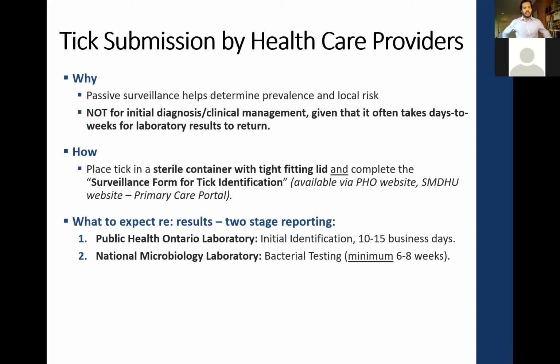So how? Basically, you place the tick that you may have removed from the patient or that they have brought in themselves in a sterile container with a tight fitting lid, and you complete the surveillance form for tick ID, which is available on the Public Health Ontario website or on our own website. In terms of results, what we expect is that Public Health Ontario lab identification will occur within about 10 to 15 days. And then if indeed it is a black-legged tick, it will be sent to the National Microbiology Lab where they do the bacterial testing, and that takes about 6 to 8 weeks. So a long turnaround time, so not to be relied on for clinical decision-making.